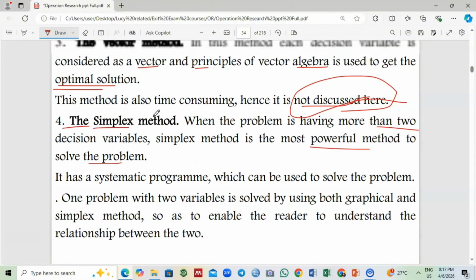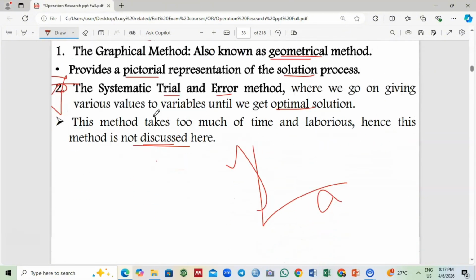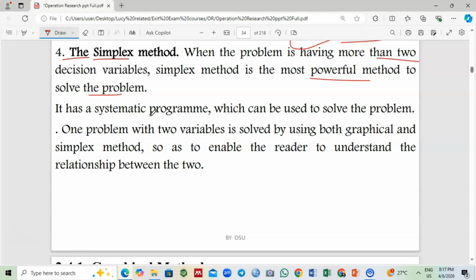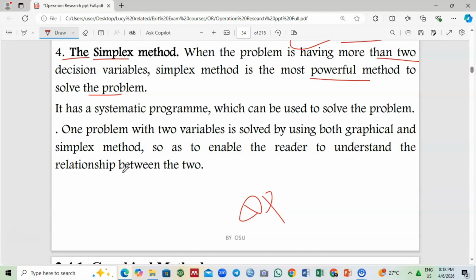So among the four techniques, the graphical method and the simplex method help us get the so-called optimal solution of the linear programming. We use simplex when we have more than two decision variables. It is a systematic program which can be used to solve the problem. One problem with two variables is solved by using the graphical method and the simplex method so as to enable the reader to understand the relationship between the two. So most of the time we are using the graphical method and the simplex method in solving linear programming, in short.